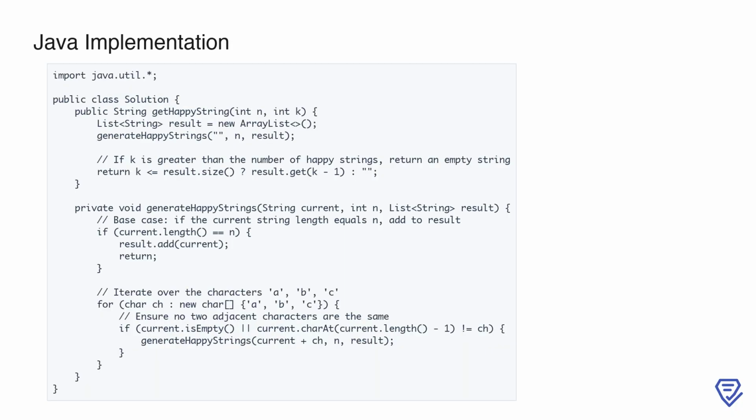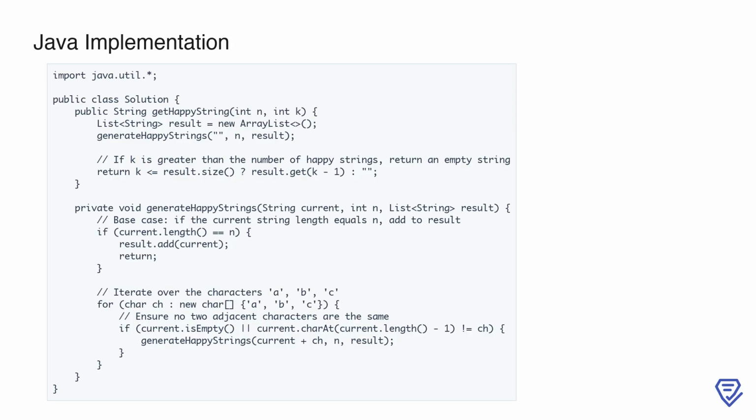This is the Java implementation of the solution for LeetCode problem number 1415, the kth lexicographical string of all happy strings of length n. The logic mirrors the Python implementation, using recursion to generate all possible happy strings of a given length and storing them in a list. Java-specific changes include the use of type declarations and the ArrayList class for managing the results. This code ensures happy strings are generated lexicographically and returns the kth string if it exists, or an empty string otherwise.